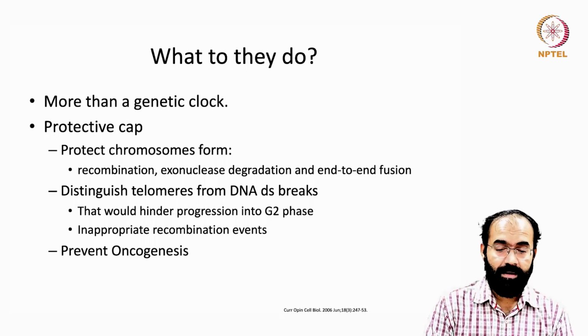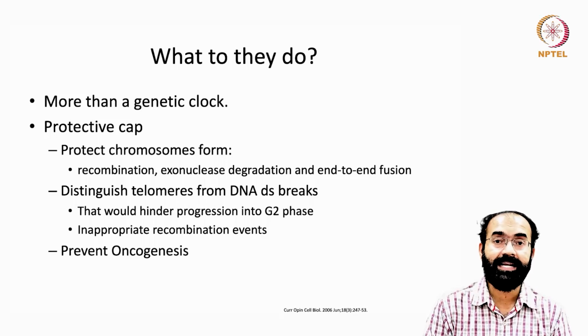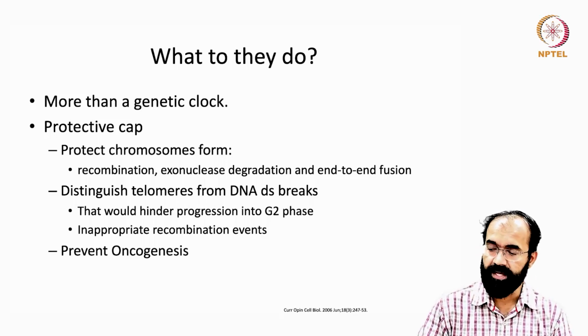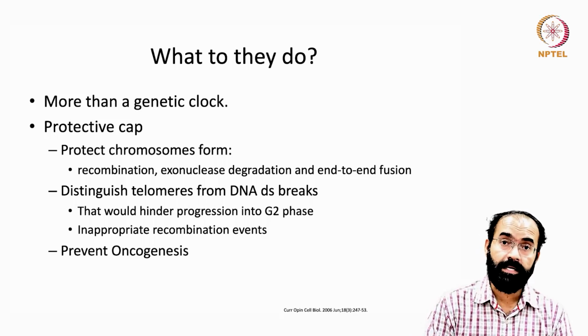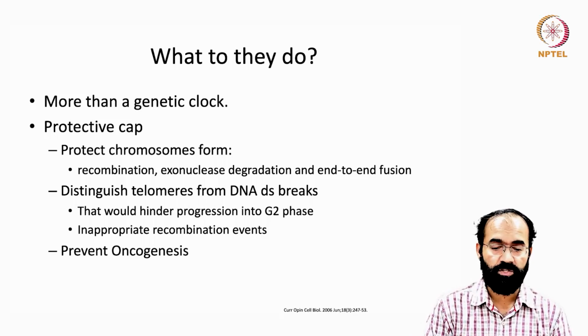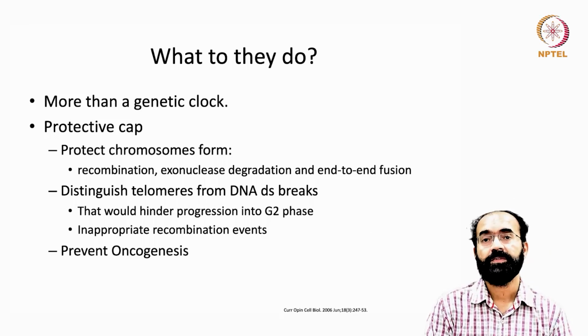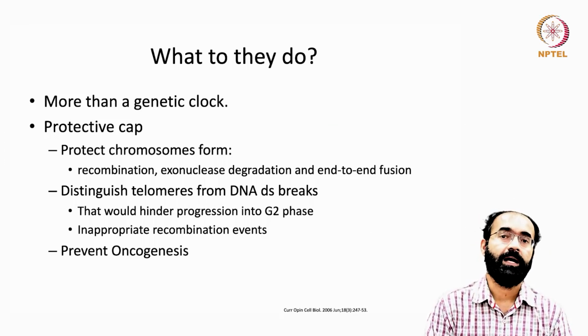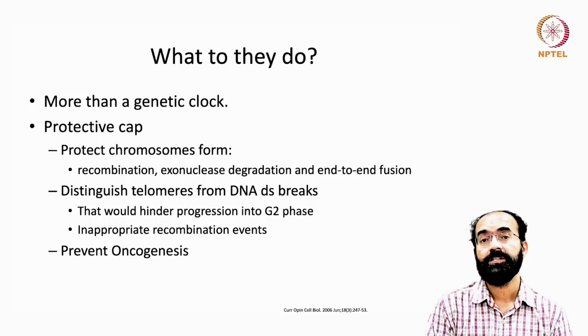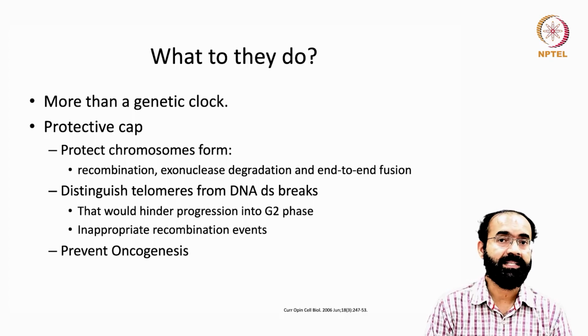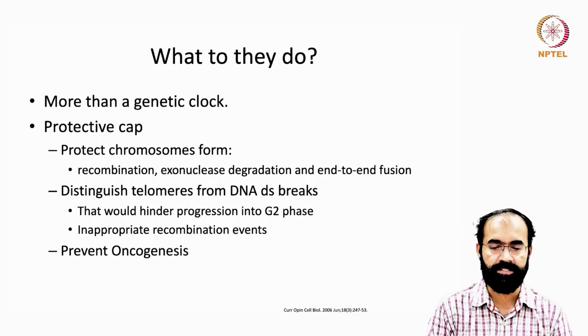So DNA double strand break has to be distinguished. That would hinder the progression into G2 phase. After S phase, it should move on to the G2 phase. So absence of proper detection of broken DNA, which has to be repaired, means the absence of such detection, with DNA fragments present in the S phase, can lead to senescence, and that cell will be marked for apoptosis. If everything is perfect, then the cell will move on to the G2 phase and then M phase.